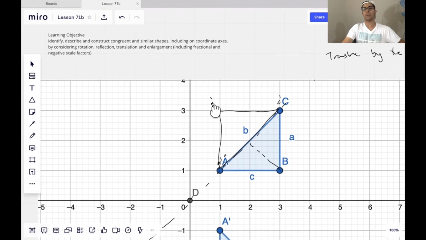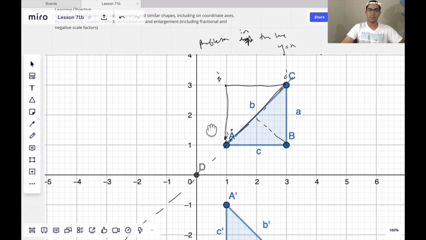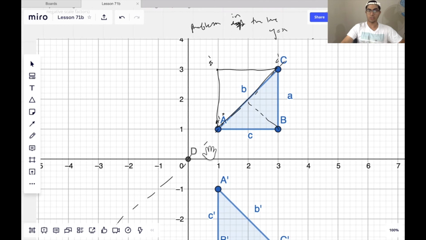So with reflection, you have to say along which line. So you say reflection in the line y equals x. Sorry, not along the line, in the line, that's the wording. So you do reflection in the line y equals x, for example. So again, in general, when it comes to reflection, just think about the perpendicular distance to the line, and then just follow it along the other way.